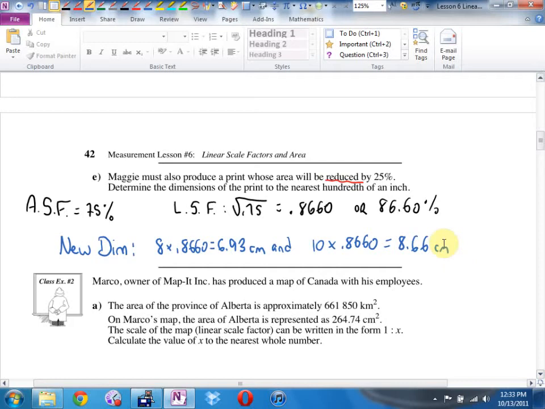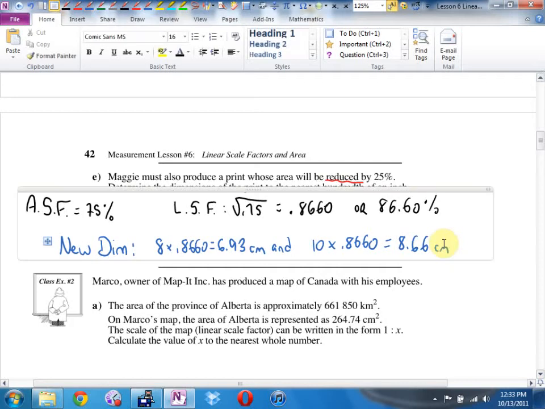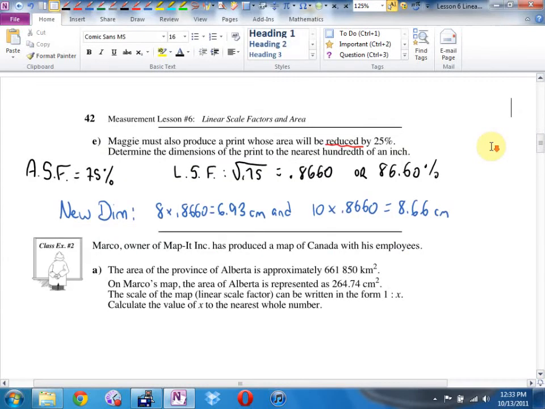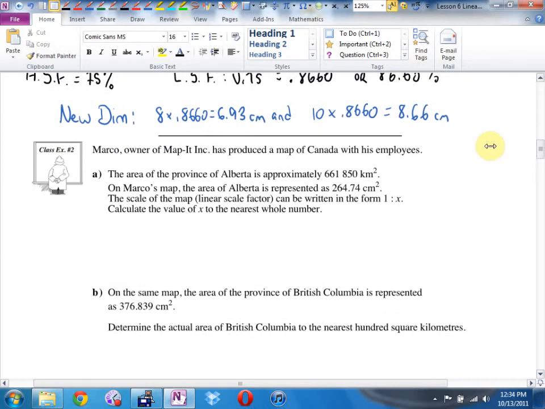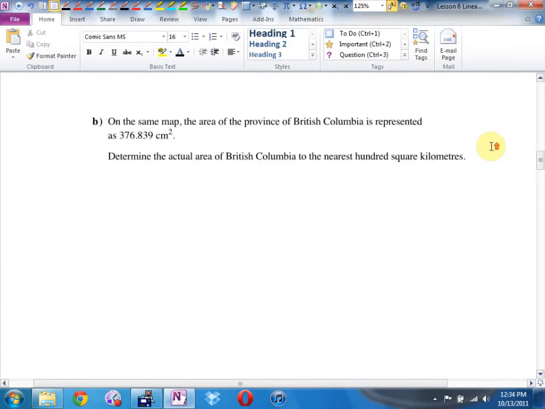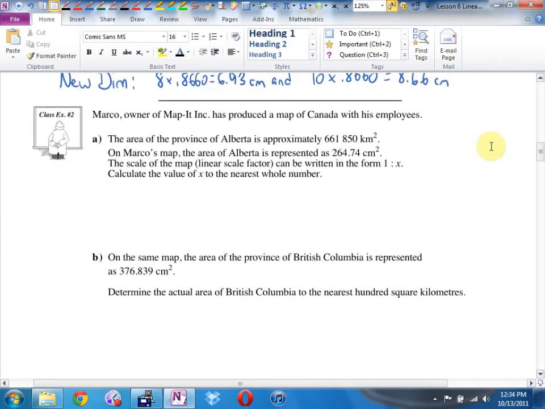Maps. Last one. Last example. Example 2. Marco, who is the owner of Mapit Incorporated, has produced a map of Canada with his employees. So the area of the province of Alberta is approximately 661,850 kilometers squared, or square kilometers.